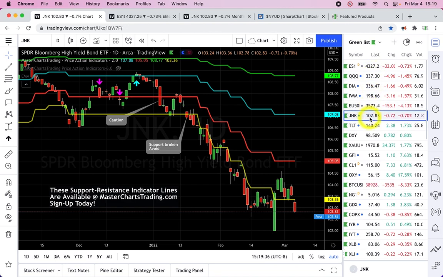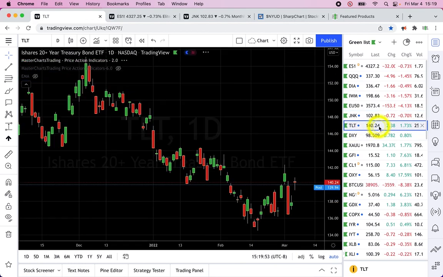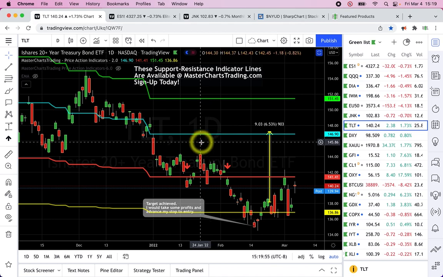So not a great sign. Once again, let's watch what happens. But this Ukrainian horror is obviously not great for stocks. So let's watch where we get from here.